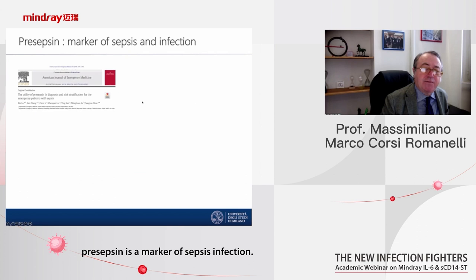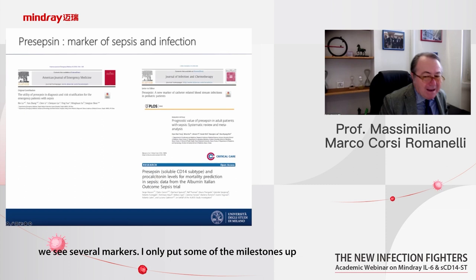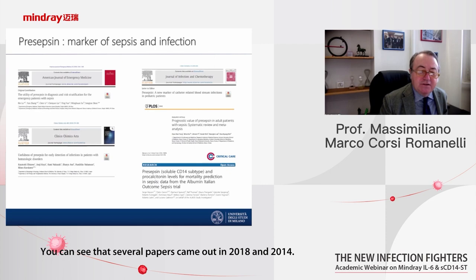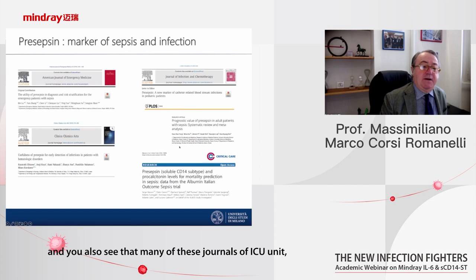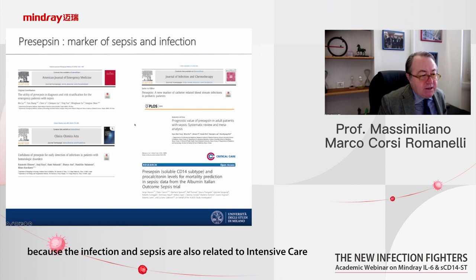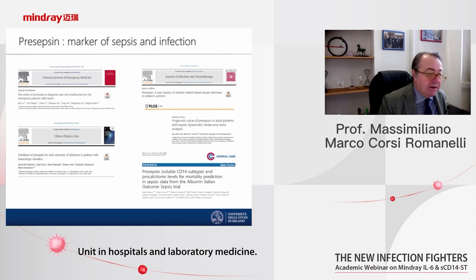I only put the milestones on this new biomarker. You can see several papers came out in 2018 and 2014. So this is a new biomarker. And you also see that many of these journals are of the ICU, so emergency medicine and critical care, because infection and sepsis are also related to the intensive care unit in the hospital, and the department of pathology and laboratory medicine, like my department, is in charge of evaluating presepsin for patients staying in the ICU department.